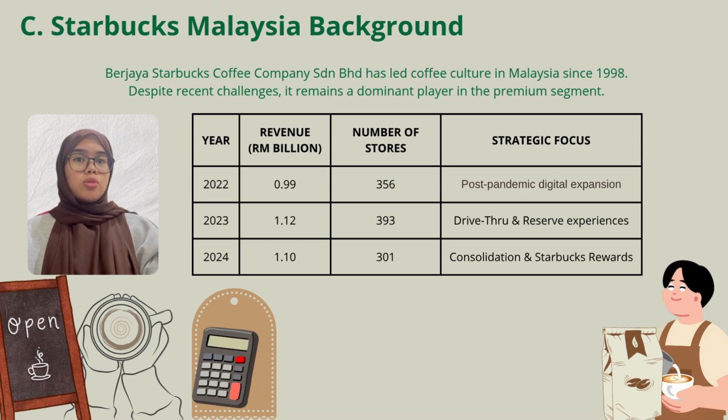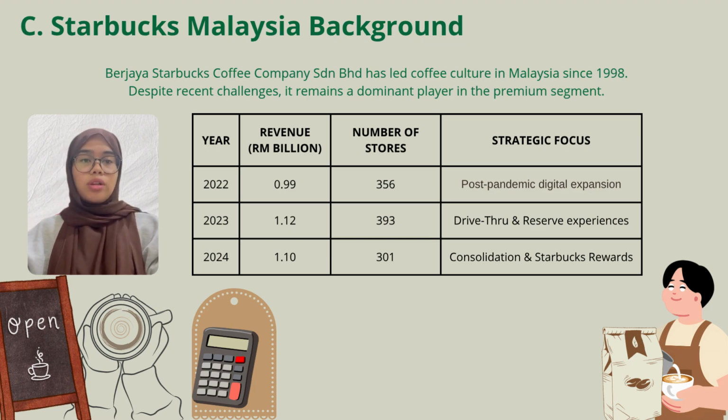Managed by Berjaya Group since 1998, they grew quickly in 2022 and 2023. Their revenue was very high, reaching over 1 billion ringgit with nearly 400 stores. However, in 2024, they faced big challenges and the numbers dropped. To survive, they are now focusing more on drive-thru stores and digital rewards.